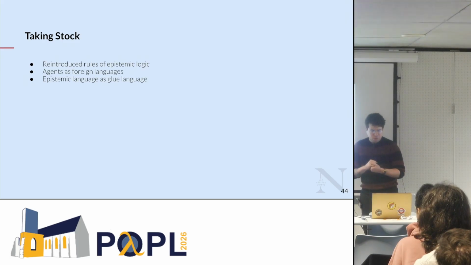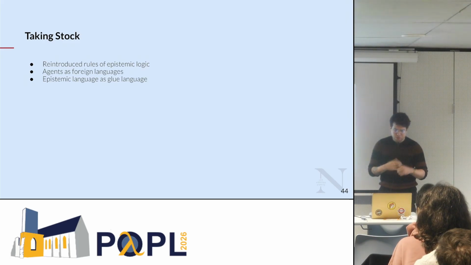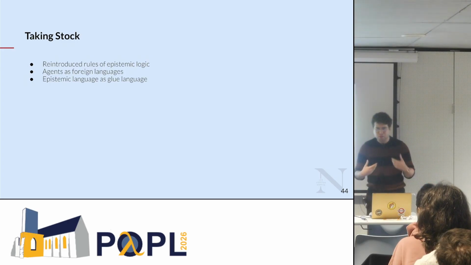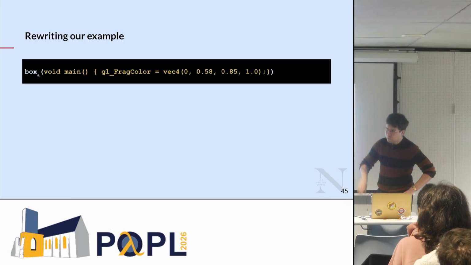So let's take stock of where we're at. I reintroduced the rules of epistemic logic. I have agents as foreign languages, epistemic language as glue language. Okay, I should be done. So I'm going to rewrite my example here.